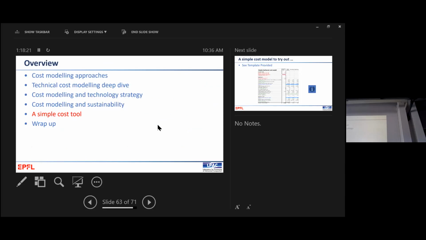So I've gone really quickly through the last bit to give time to look at the costing tool.